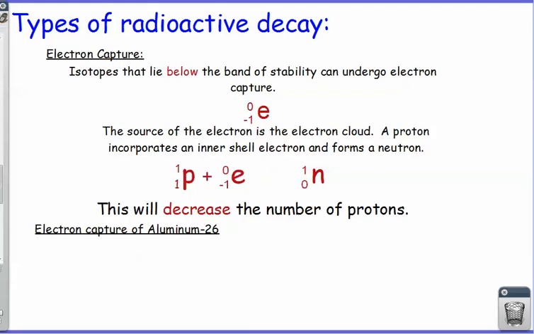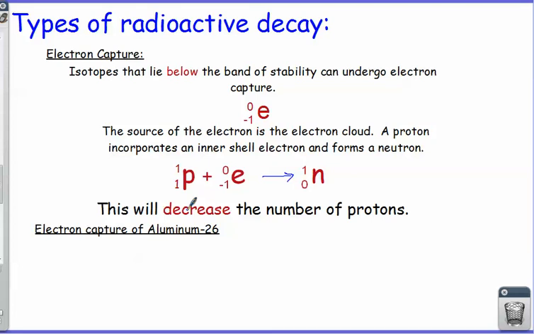In the next example, we have an electron capture. This is kind of the opposite. In all the other examples, we had things coming out of the nucleus. In this example, the electron falls from the electron cloud into the nucleus. So instead of writing our electron as a product, we're going to write it as a reactant. This also decreases the number of protons.